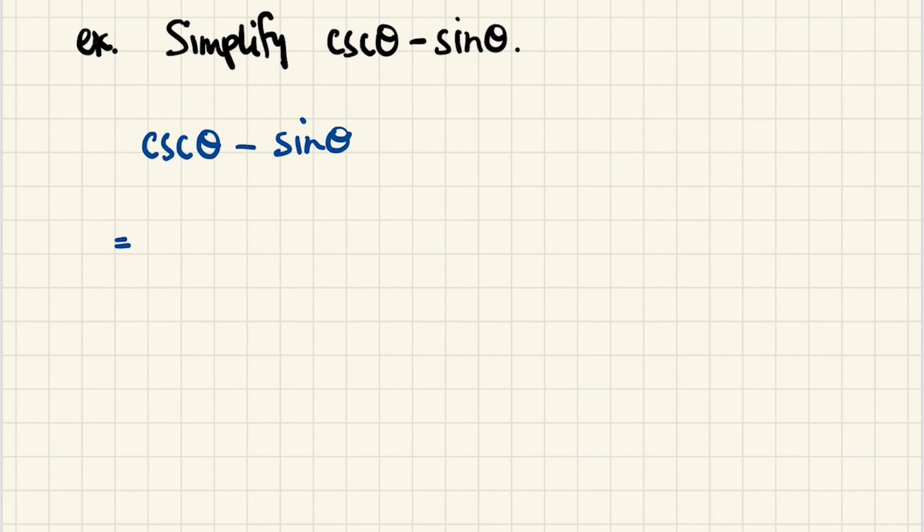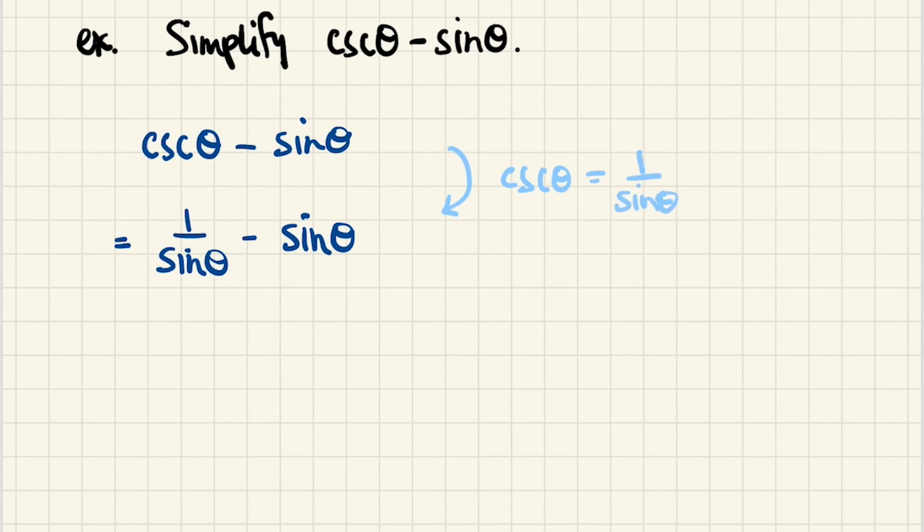And we know that cosecant is 1 over sine of theta. So we can write this as 1 over sine of theta minus sine of theta. And that's because cosecant of theta is 1 over sine of theta. Okay, so we seem to have made it a little bit worse than what we started with. However, it's now apparent that both terms have a sine of theta. And in fact, if we can get both terms to have the same denominator, then we can add these two expressions together via common denominator.